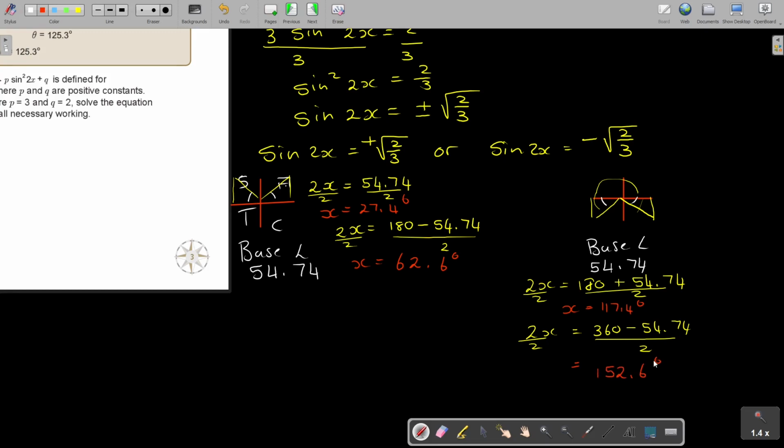152.6 degrees. And if I want to write all my solutions down, I can say, therefore, x equals 27.4 degrees, or x equals 62.6 degrees, or x equals 117.4 degrees, or x equals 152.6 degrees. And that is all four solutions, and that's how you do it.